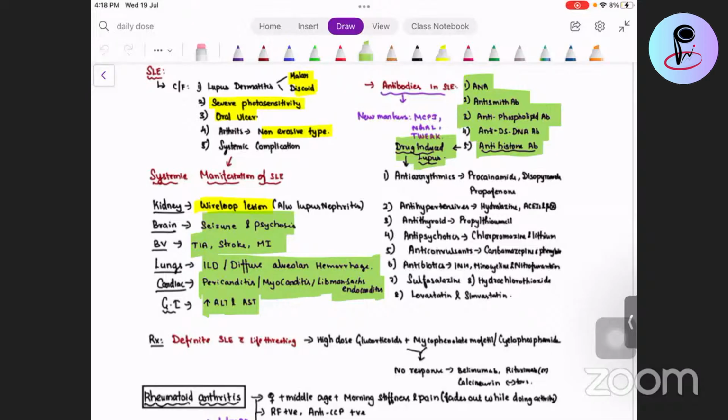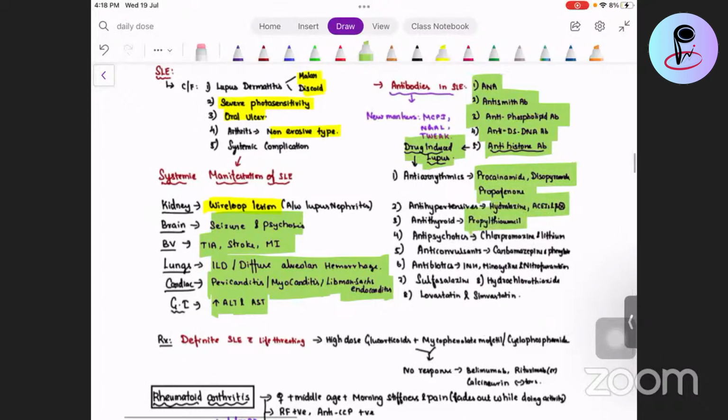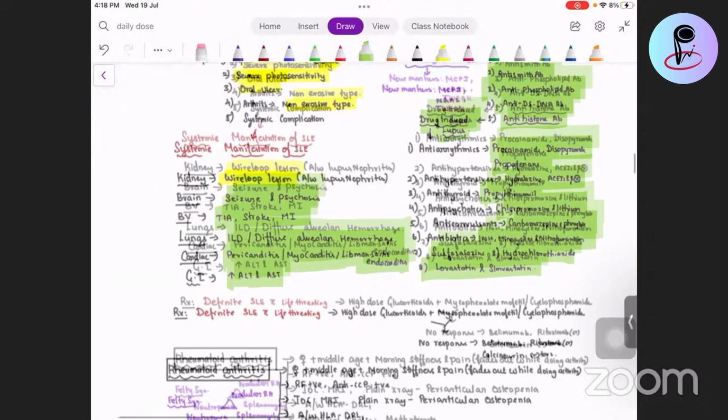For example, anti-arrhythmics like procainamide, disopyramide, and propafenone. Anti-hypertensives like hydralazine, ACE inhibitors, and beta blockers. Anti-thyroid like propylthiouracil. Antipsychotics like chlorpromazine and lithium. Anticonvulsants: carbamazepine and phenytoin. Antibiotics: INH, minocycline, and nitrofurantoin. Sulfasalazine, hydrochlorothiazide, lovastatin and simvastatin can produce SLE.